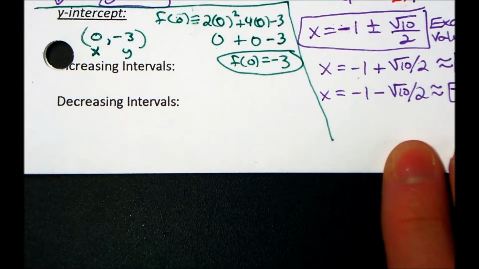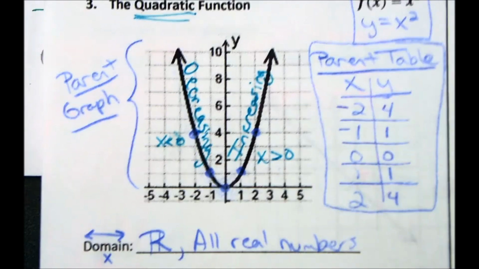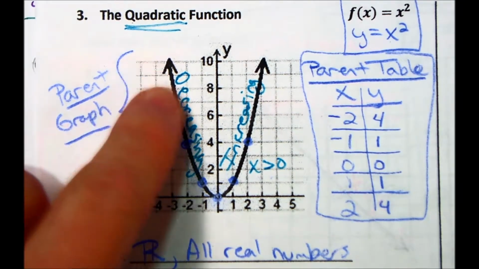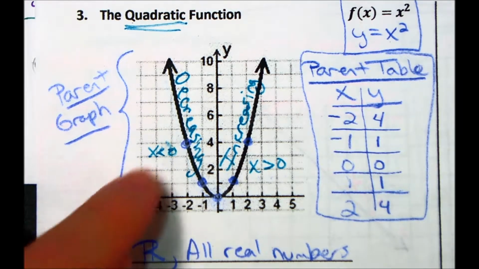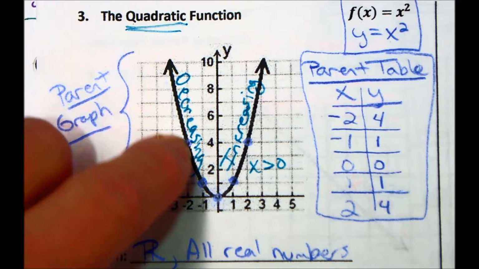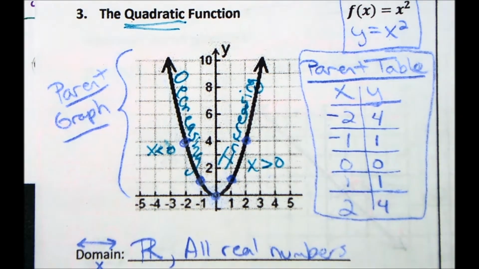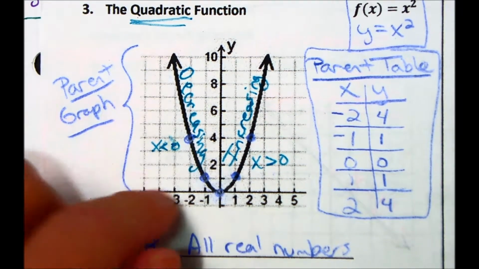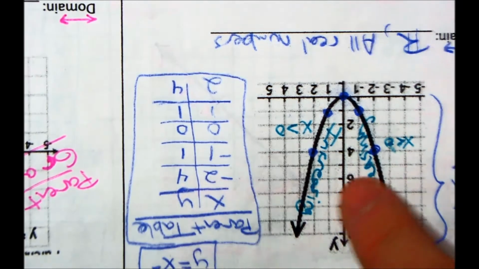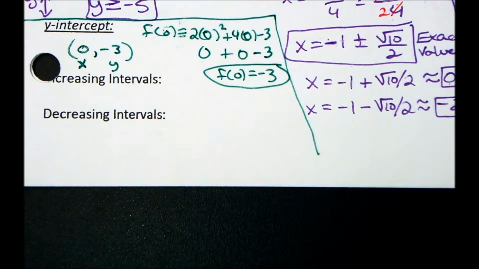All right, increasing intervals. So when we were doing our Meet the Parents notes, increasing and decreasing always goes from left to right. So from left to right, the y values are decreasing until it hits the vertex, and then they are increasing. If the parabola was opening down, then it would be increasing first, then decreasing. So it's important to think about whether the parabola is opening up or down.